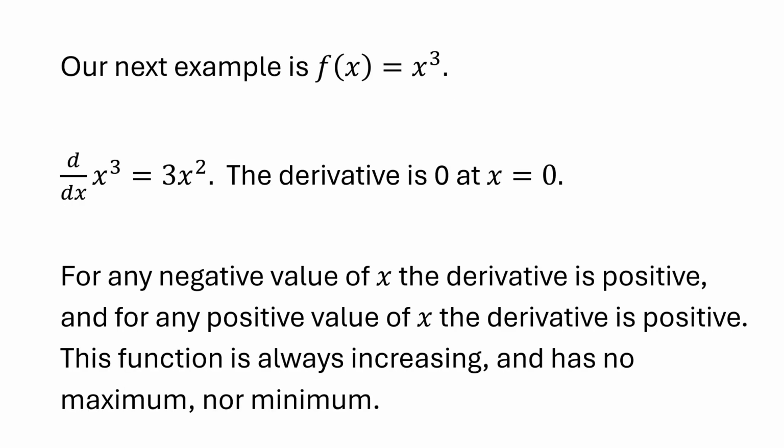Our next example is f of x equals x cubed. Take the derivative of x cubed, and we get 3x squared. The derivative is 0 at x equals 0. For any negative value, the derivative is positive. The function is rising. And for any positive value, the derivative is also positive, which means the function is rising.